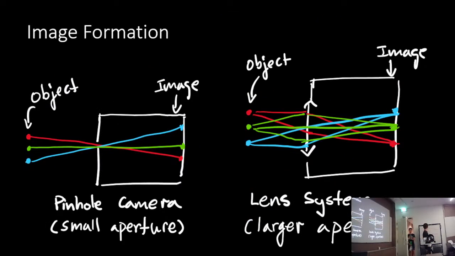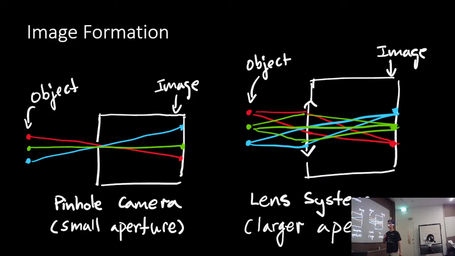So how do you have image formation in an optical system? The most prototypical kind of camera system is known as a pinhole camera, or camera obscura. Have any of you heard of a pinhole camera?